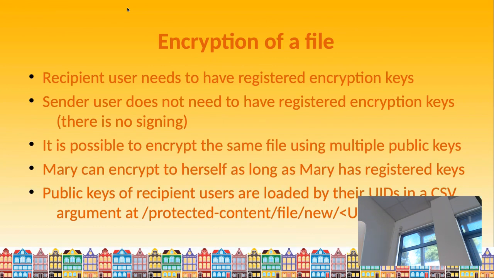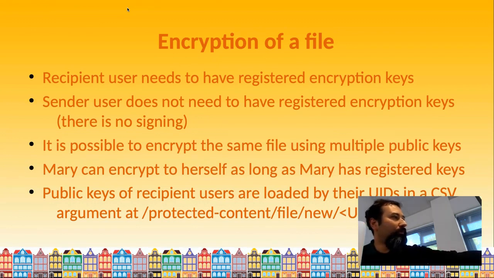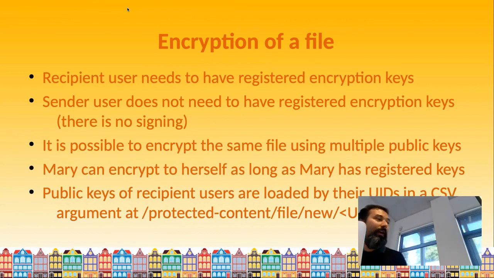Public keys of recipient users are loaded by their user IDs in a comma-separated values argument, and then the hook menu gives us that address by default. So file/new. This is also something that maybe could change. This is Drupal 7, not yet Drupal 8, because our client runs a project in Drupal 7, but I hope we'll have some time to make it for Drupal 8 as well.